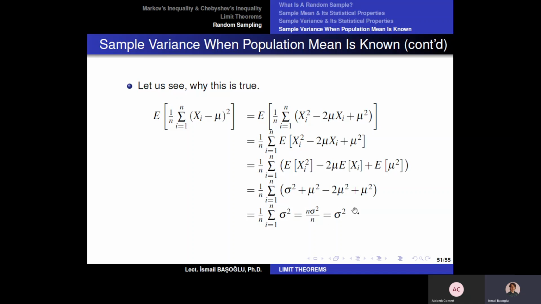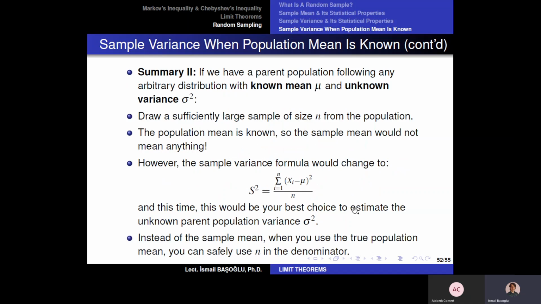So what is the result here? If we have a parent population following any arbitrary distribution with known mean but unknown variance, if you know the mean, what you can do to predict the variance is to draw a sufficiently large random sample from the parent population. The true mean mu is known, therefore the sample mean would not mean anything anymore. You can calculate it, but it's not going to help with anything because you know the true parent population mean, you know the true value.